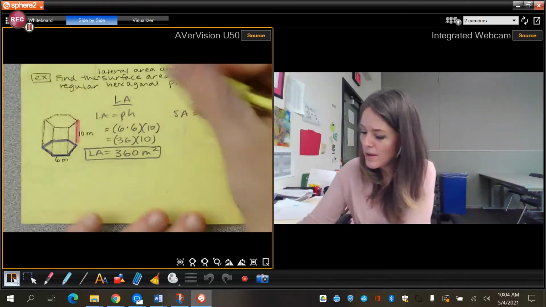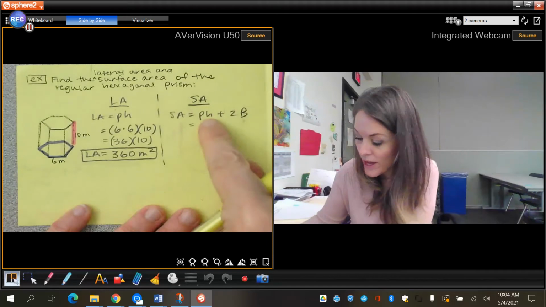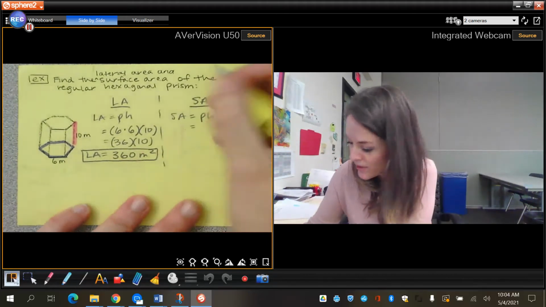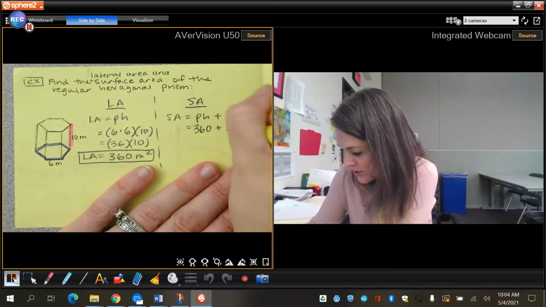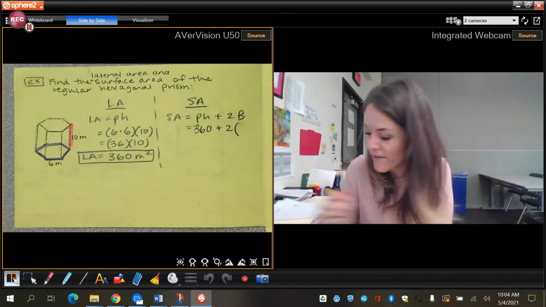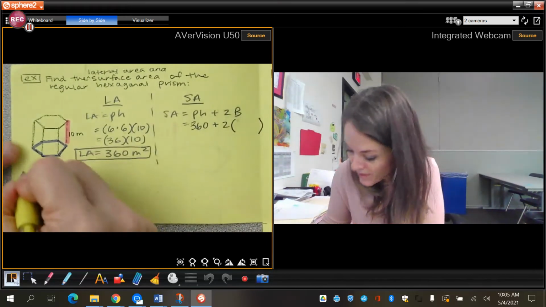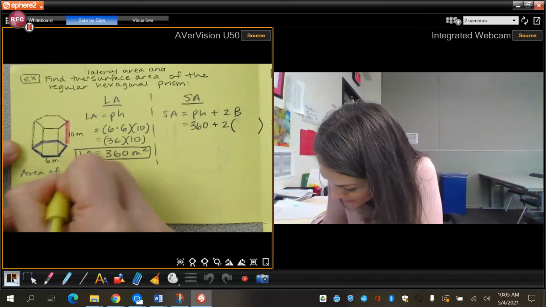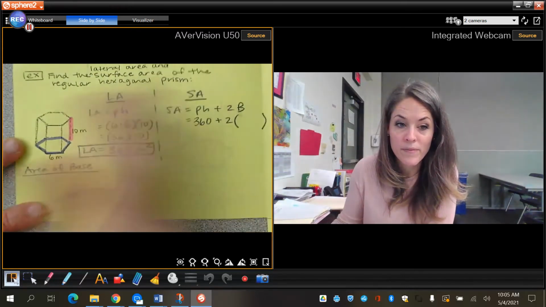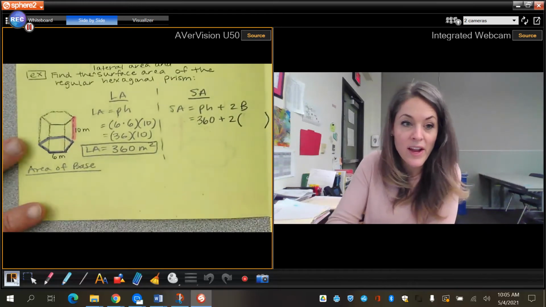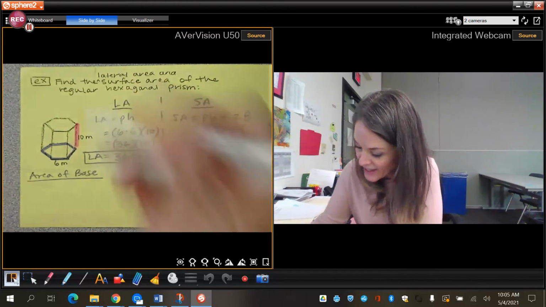Okay, so for surface area here, I already know the lateral area, so I could go ahead and just substitute in 360 there, plus 2 times, I have to find the area of the base. Okay, so I'm just going to go ahead and find the area of the base down here, and then I'm going to plug it in up here. Okay, so I know to find the area of a hexagon. Okay, so I'm finding the area of this hexagon. I'll just highlight it right here.